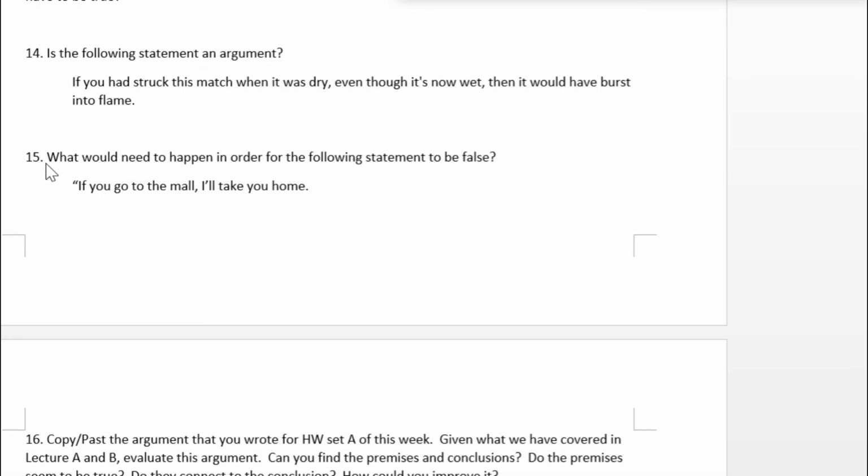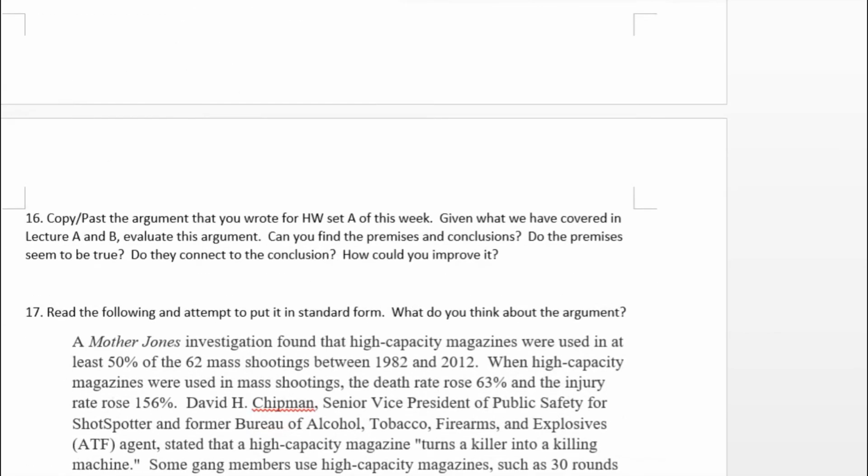I'm going to talk a little bit here about this one. Number 15, what would need to happen in order for the following statement to be false? If you go to the mall, I'll take you home. How would you know that that's a false statement? What would make that statement a lie? Just getting you to think a little bit more about if-then. We haven't really talked about this, and I don't think that's in the text. But I want you to think about it. Just see if you can figure it out. What would make this false?